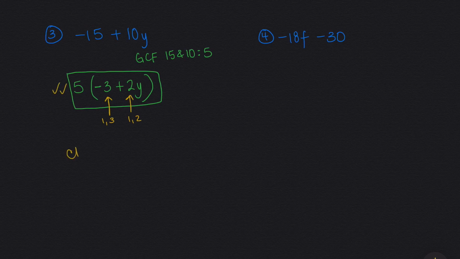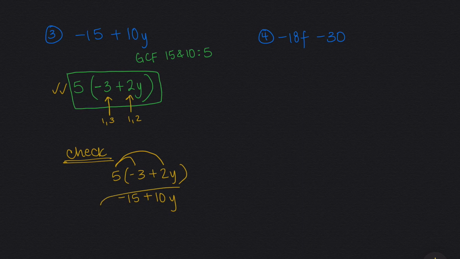And once again, we'll check using distribution. So 5 times negative 3 plus 2y. Let's see what we get. 5 times negative 3, that gives you negative 15. 5 times 2y gives you plus 10y. And if we compare, this is exactly our original. So we know we did it correctly.